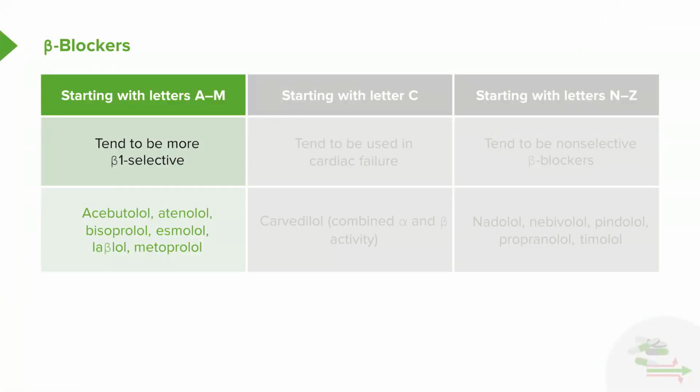Beta blockers that start with the letters A to M are generally those drugs that tend to be beta-1 selective and useful for cardiac inhibition. Acebutolol, atenolol, bisoprolol, esmolol, labetalol, metoprolol. Those are the commonly used clinical ones. But if you remember, A to M is beta-1 selective, and for the heart, you'll go a long way.